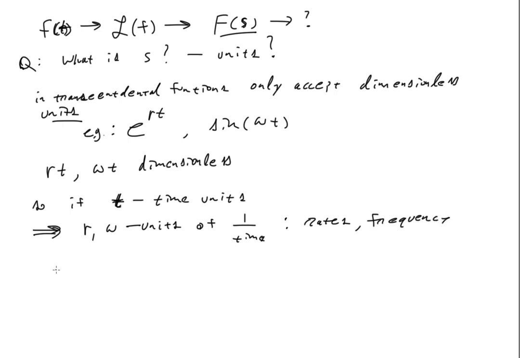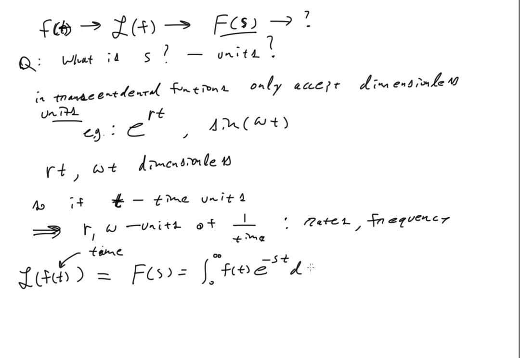All right, so if I look at the Laplace transform of f of t, again, I'll think of t as time, then the Laplace transform, capital F of s, is equal to the integral from 0 to infinity of f of t times e to the minus st dt. We're integrating over time. That would imply then that s has units of 1 over time.